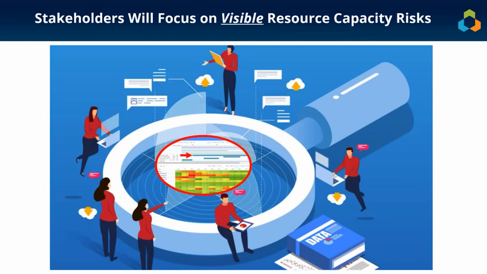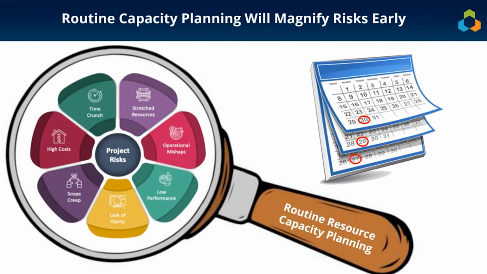Stakeholders know this. Typically, this is not their first rodeo, so to speak. They will, in fact, focus on visible capacity risks, specifically availability risks, if they see them. The trick is, how do you make them easily visible, and how can you easily mitigate these risks? We believe that by doing routine capacity planning, you will magnify all kinds of risks early.